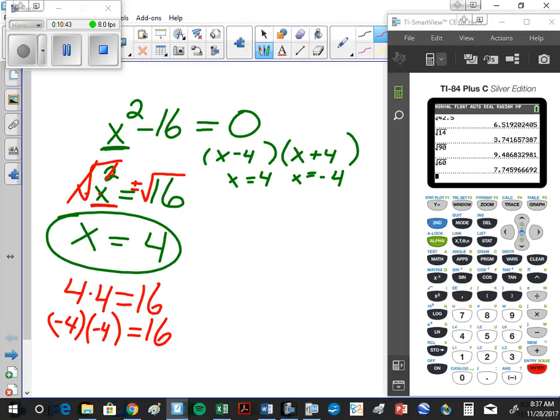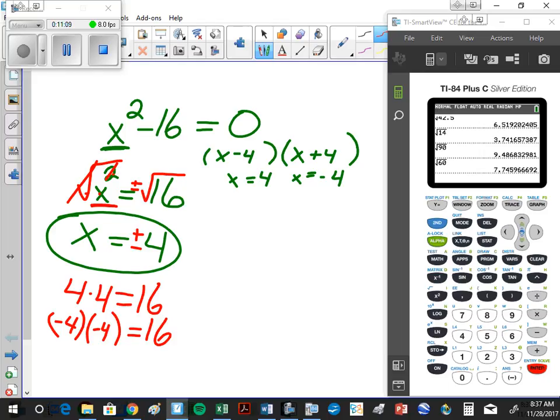Whenever you have x squared equals a number, you will have a positive answer and you will also have a negative answer. So we end up with the square root of 16 is 4, but that plus or minus comes down with it, and we get x equals plus or minus 4. So you need to remember that. Whenever you square root an x squared, your answer will be plus or minus.